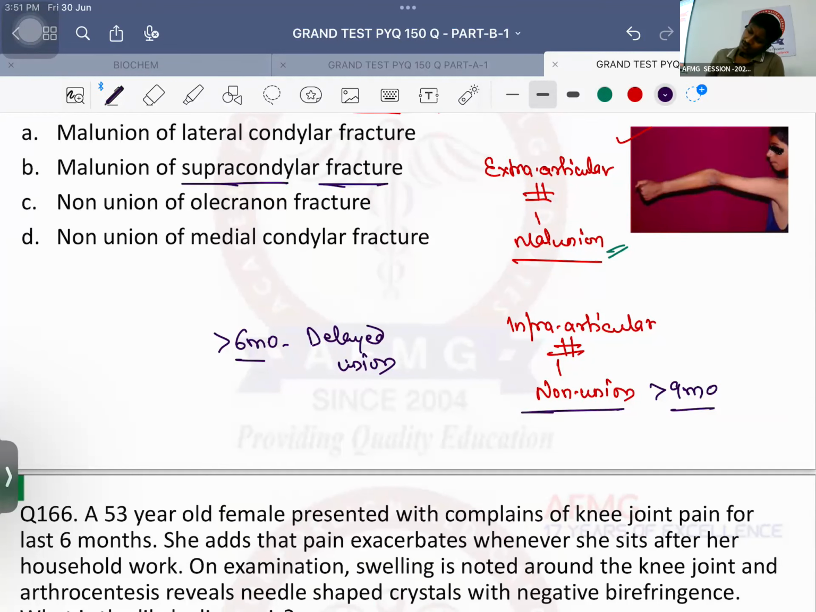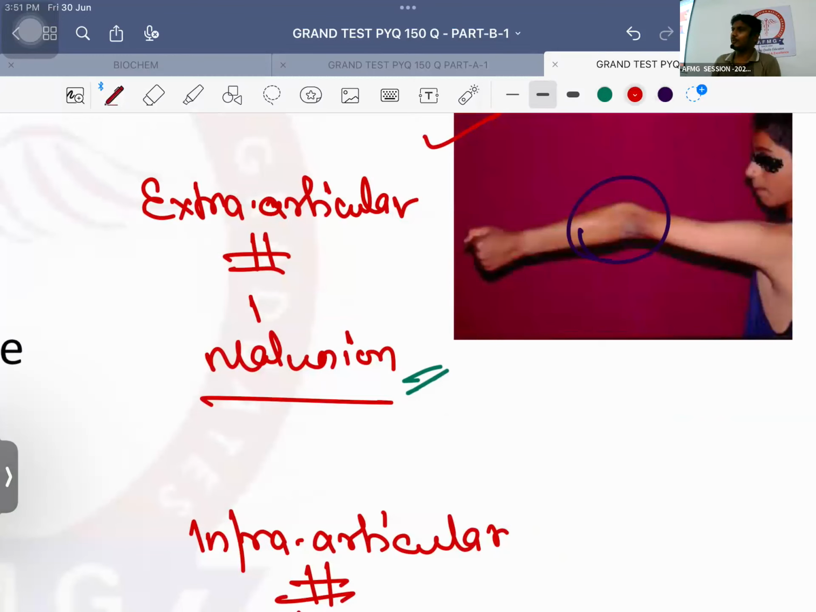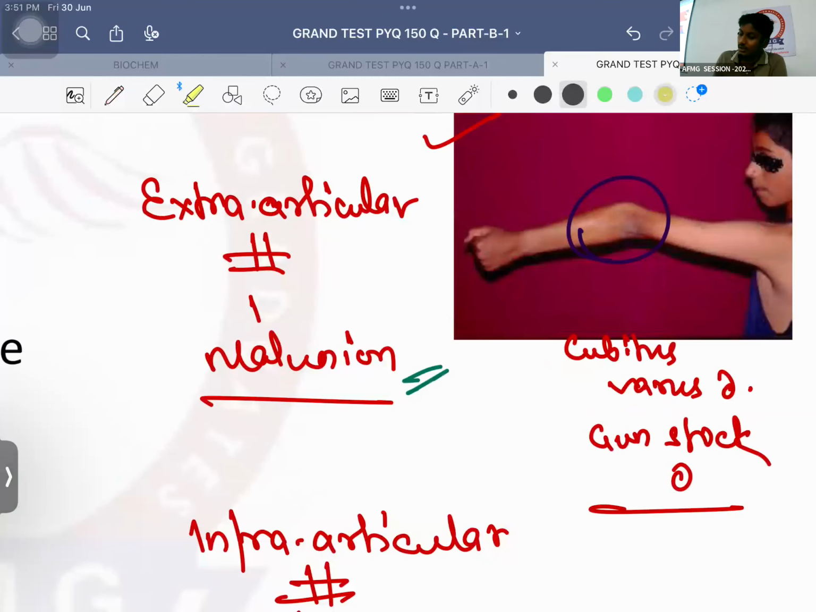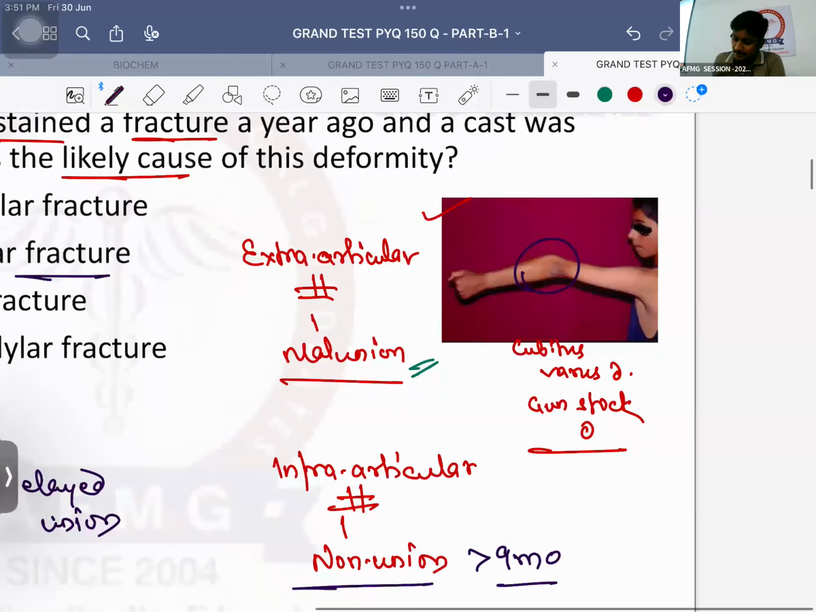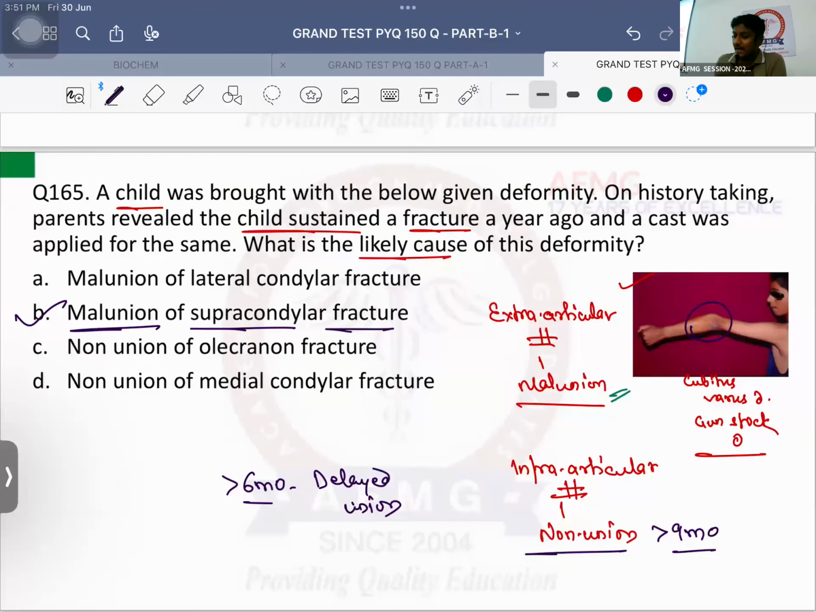ठीक है? In cases of supracondylar fracture of humerus, this classical deformity is seen. Cubitus varus or cubitus valgus? Varus या valgus? It is a cubitus varus deformity. So this cubitus varus deformity is also known as which deformity? Gun stock deformity. So this is known as the gun stock deformity. The answer to this question will be option B, malunion of supracondylar fracture. Lateral condylar fracture mein there will be high chances of non-union because it is an intra-articular fracture and the 3-point bony relationship between medial epicondyle, lateral epicondyle and the olecranon will be disturbed in lateral condylar fracture.